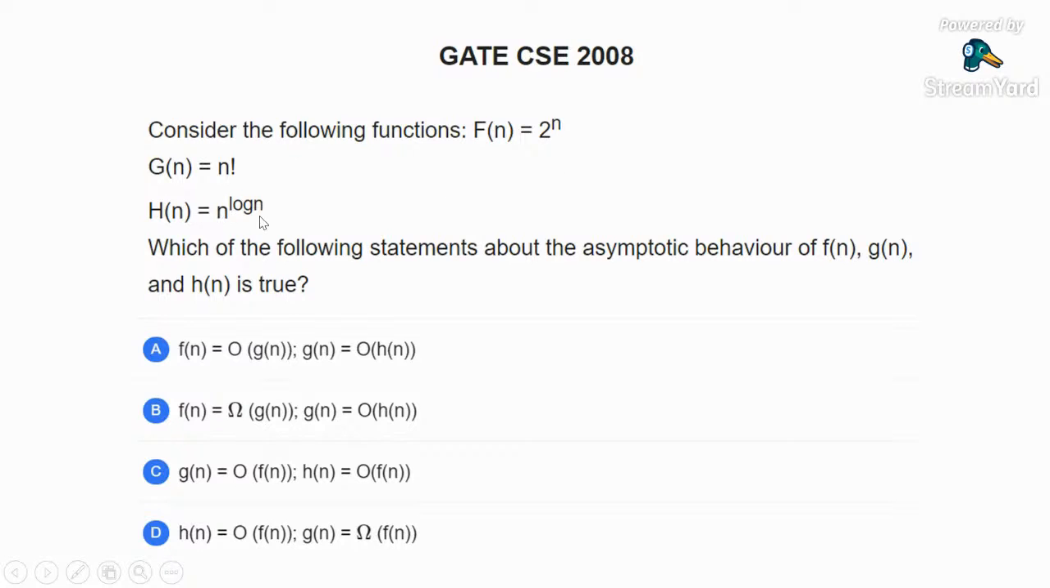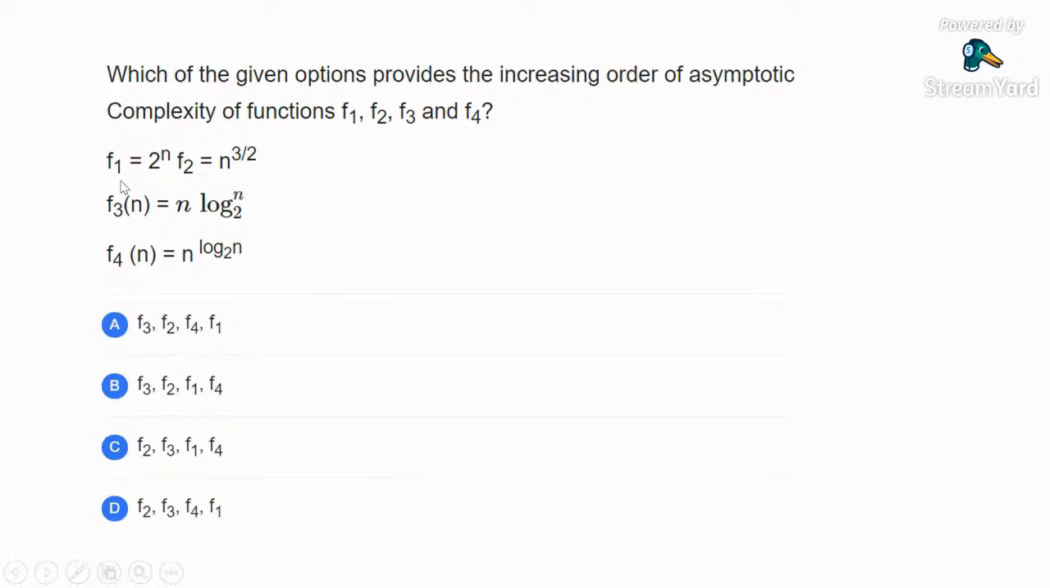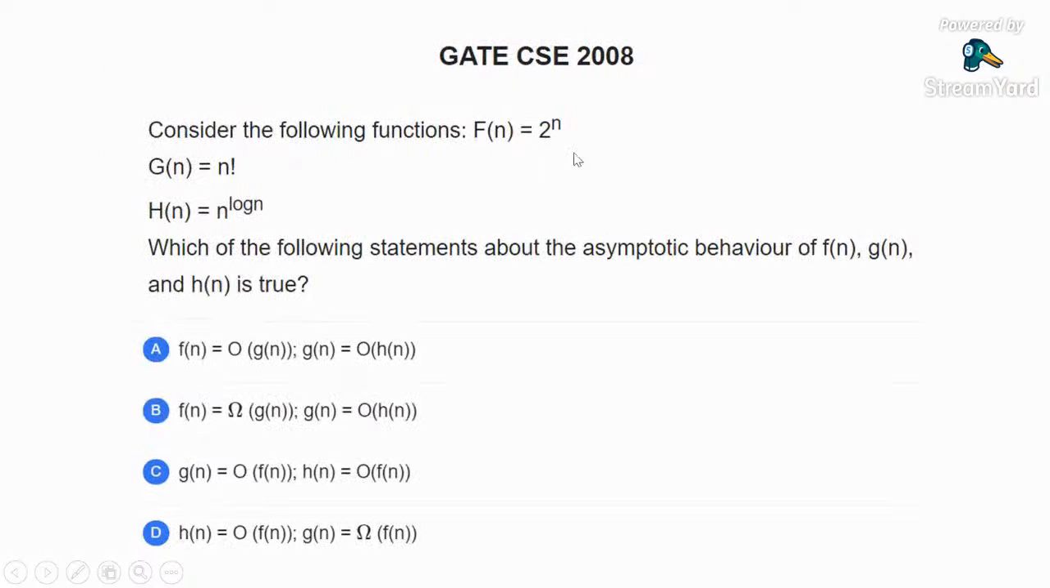This is n raised to power log n, and the other is 2 raised to power n. We already compared 2 raised to power n and n raised to power log n. This f1 is 2 raised to power n and f4 is n raised to power log n. Among these f1 and f4, f1 was larger. So definitely 2 raised to power n is larger as compared to h(n). So what is the relationship between f and h? f is larger, so h(n) can be said as order of f(n). h(n) is nothing but order of f(n).